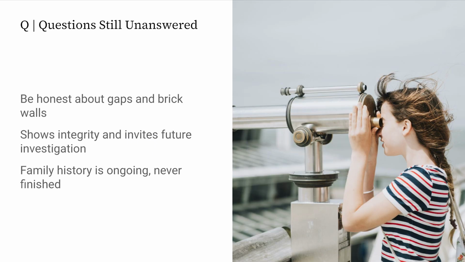Q is for questions still unanswered. Be honest about gaps in your research. This shows integrity and invites future generations to continue investigating. What couldn't you verify? Where did you hit brick walls? What family stories contradict the records? List these mysteries openly. Acknowledging what you don't know is just as valuable as sharing what you do. It models that family history is ongoing, never truly finished, and that there's always more to discover. You're passing the torch, not closing the book.